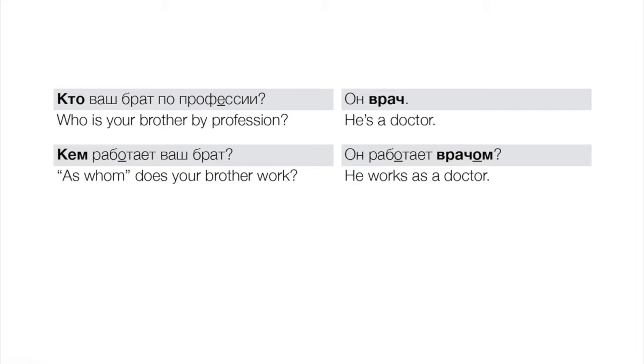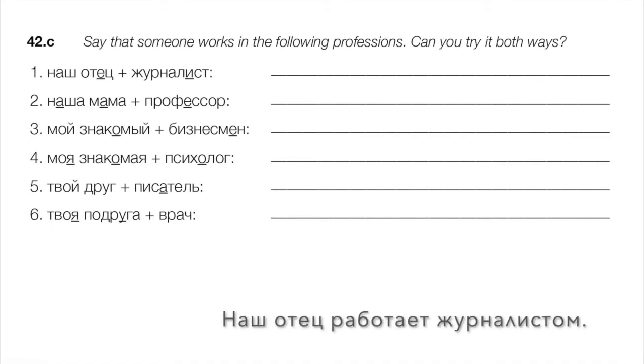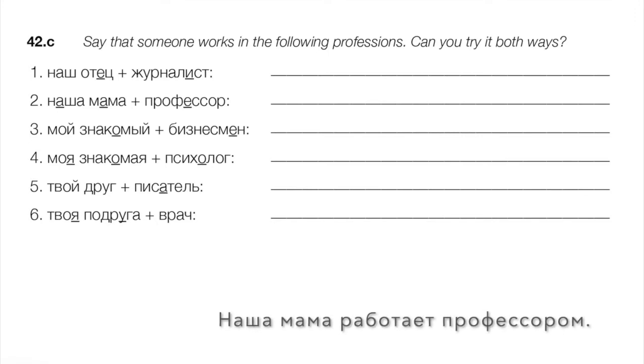Again, there are two ways we could do this. One very easy, one a bit trickier because we need to use the instrumental. Let's say our dad is a journalist. Наш отец журналист, or наш отец работает журналистом. Instrumental. Number two, our mom is a professor. Наша мама профессор, or наша мама работает профессором.